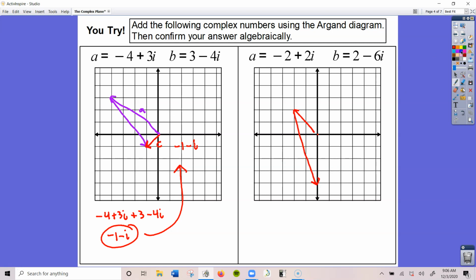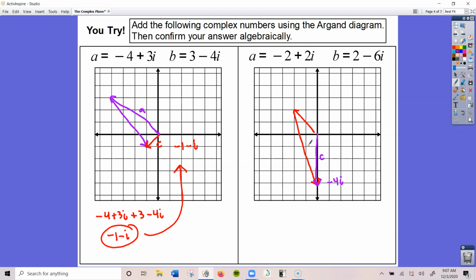So I end up with my resulting vector here going down the imaginary axis and ending right here. So this is my answer, which would be 1, 2, 3, 4, -4i, since there's no real number.